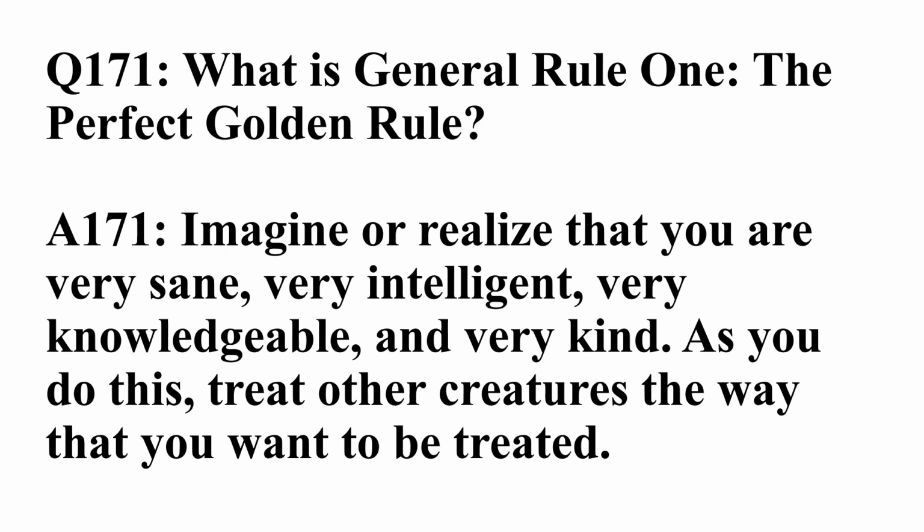Question 171. What is General Rule 1, the Perfect Golden Rule? Answer 171. Imagine or realize that you are very sane, very intelligent, very knowledgeable, and very kind. As you do this, treat other creatures the way that you want to be treated.